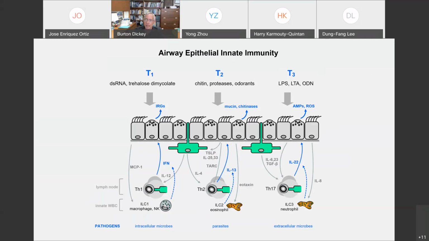So we're all about the sensing of pathogens by the epithelium and responding to that, and primarily focused on cell biological mechanisms. And we'd welcome either master's or PhD students into the lab.